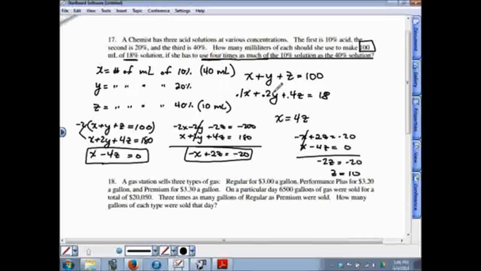And then if there's only 100 milliliters that are going to be used total, we've already used 50 milliliters here, so the amount of y has to be 50 milliliters.